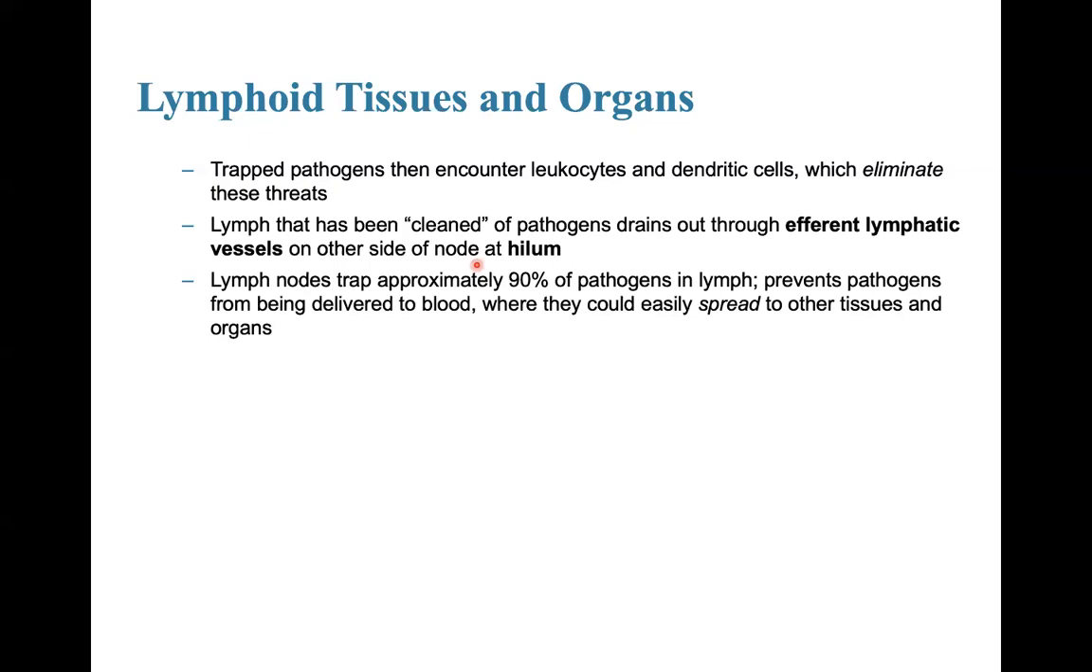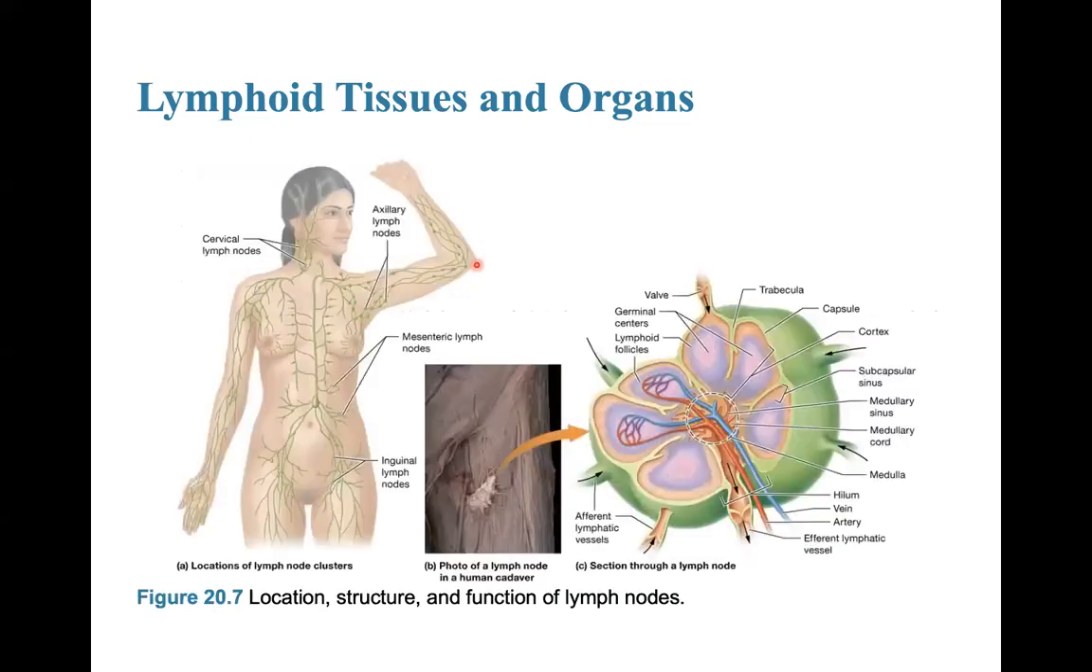Hilum is just a structure or point on an organ or structure where you have tubules going in and out, blood vessels going in and out, nerves going in and out. The lymph nodes will trap approximately 90% of pathogens in lymph and prevent pathogens from being delivered to blood where they could easily spread to other tissues and organs. And here we can see a typical lymph node.